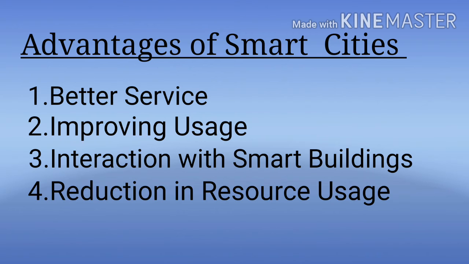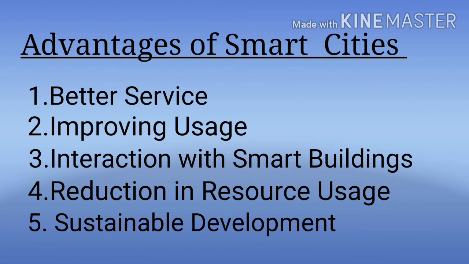Like that, we can interact with each other about our feedbacks. And the next is reduction in resource usage. For example, I can switch off electricity from my office itself if I want, and that will help in sustainable development. So, the next one is sustainable development, which means whatever resources are available with us, use it wisely. We have to keep it for the future generation, and that's what is meant by sustainable development. So, the advantages of smart cities also include sustainable development of the environment.